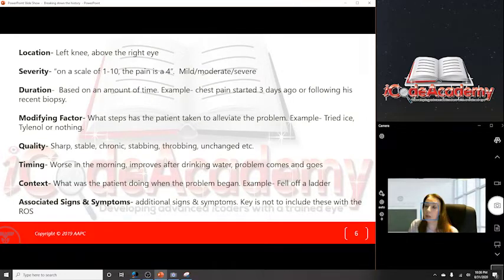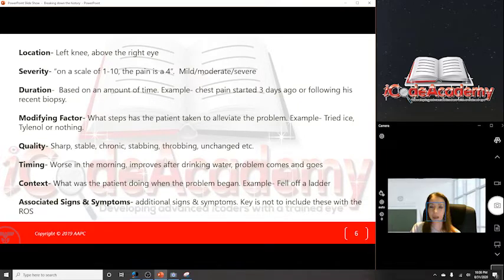Context is not something that you typically see in the documentation for chronic symptoms or illnesses, more in regards to injuries. So the context is going to say what happened or what was the patient doing when this occurred. So let's go back to that left knee pain. The patient has pain in their left knee and the provider says, well, what triggered this? What happened? And the patient says, oh, well, I fell off of a ladder or I slipped in my driveway. That's going to be the context of the chief complaint.